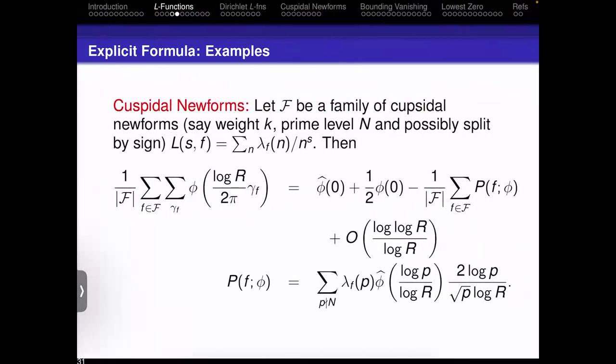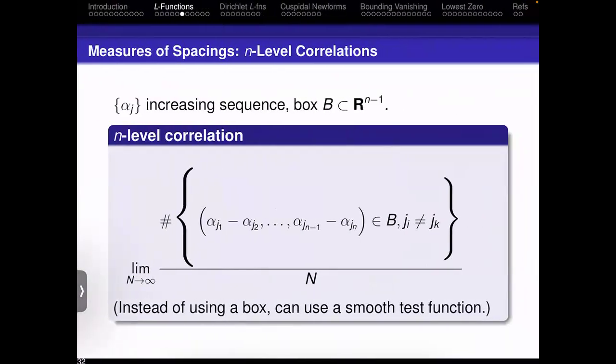You could also do things for cuspidal new forms. And again, you get a similar explicit formula, which relates the sum over your zeros to sums of your Fourier coefficients. I'm going to scale the zeros right now. Not a big deal. We'll talk a little bit later as to why we would want to do that.